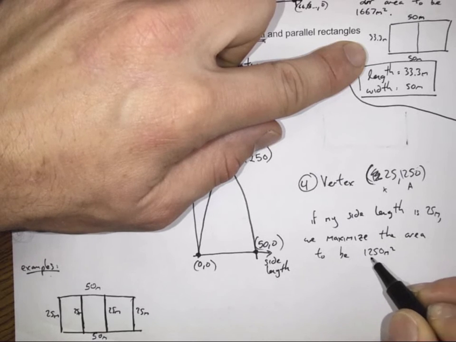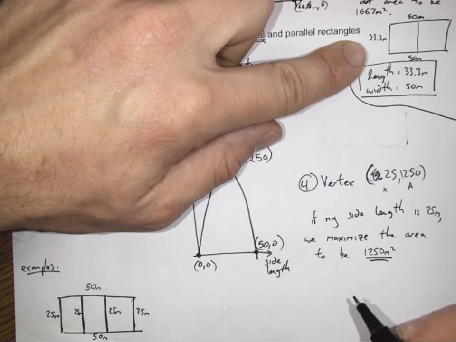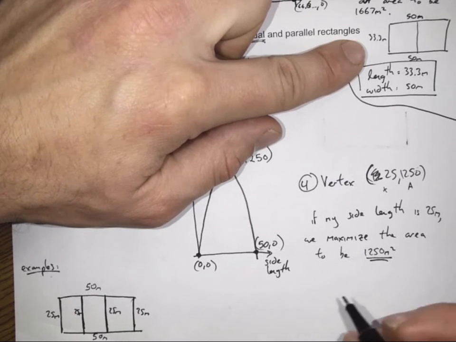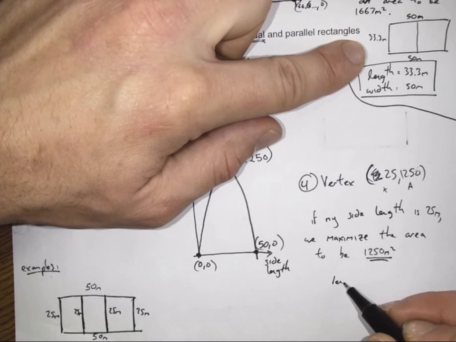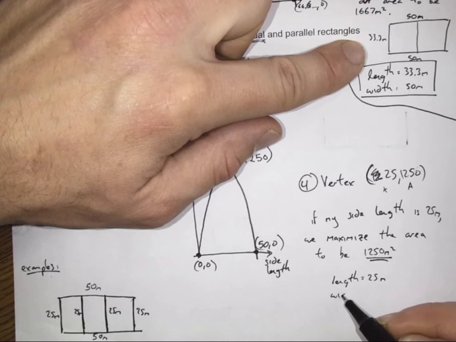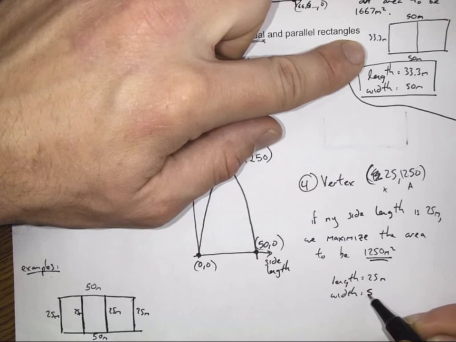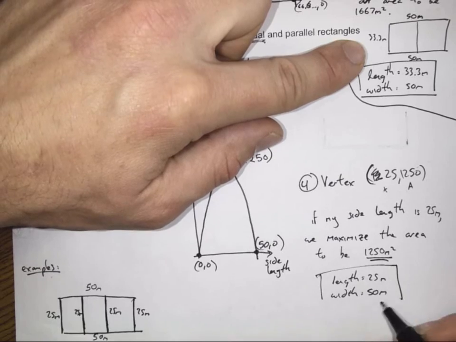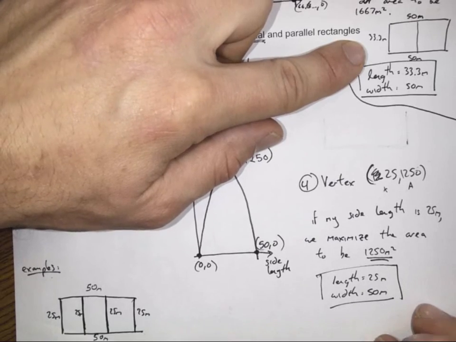to be 1,250 square meters. Great, and the dimensions of my rectangle, I've actually got a diagram right here. My length is 25 meters, and my width, the amount I've left, would be 50 meters. And those are the dimensions that will maximize the area of this fence.